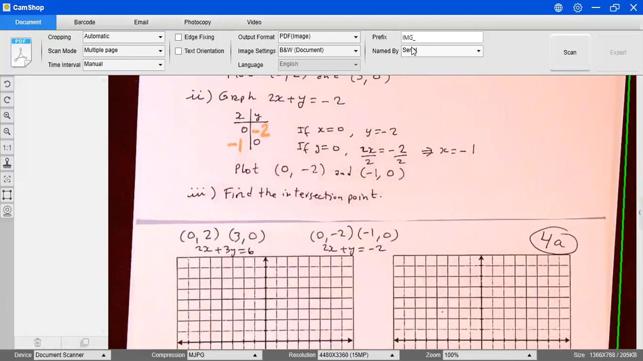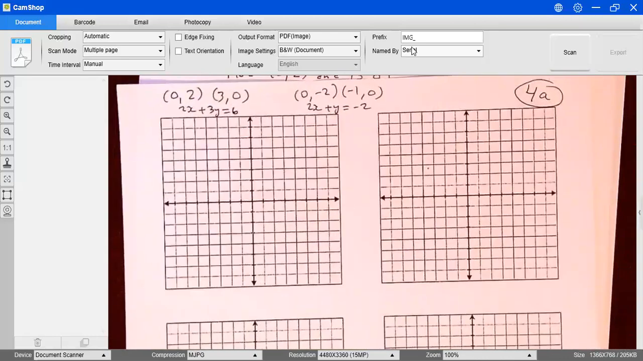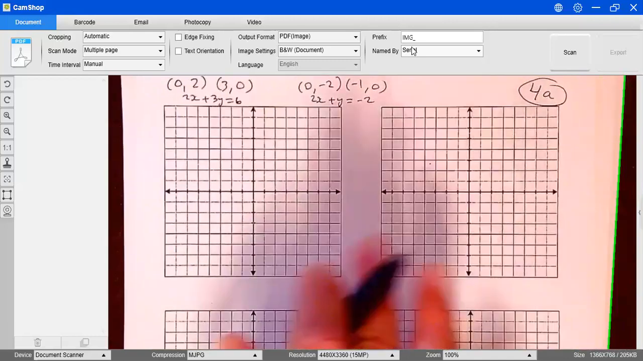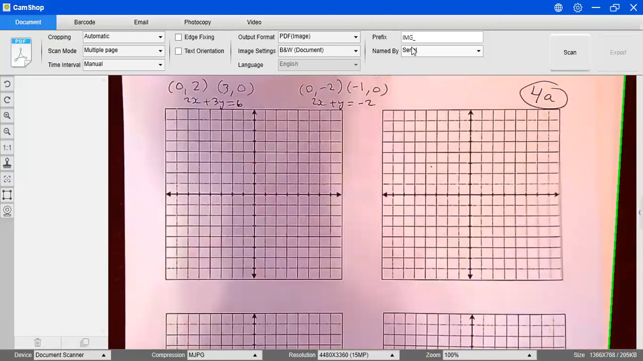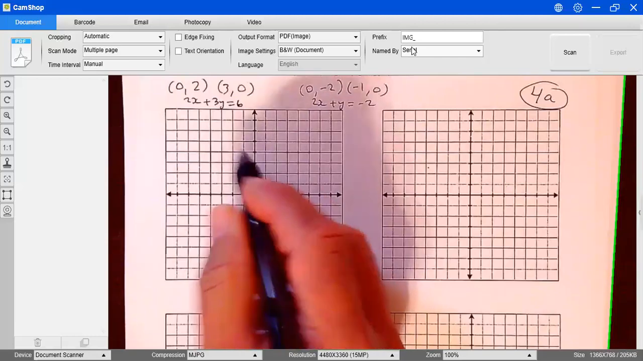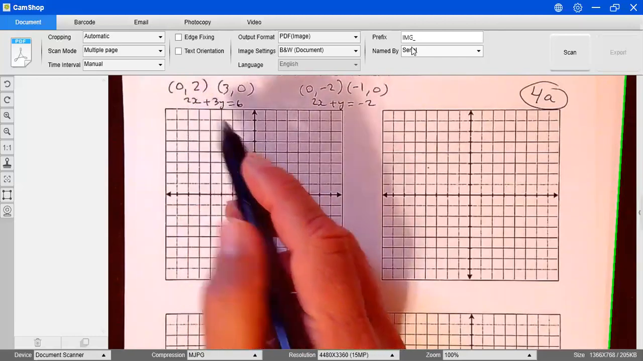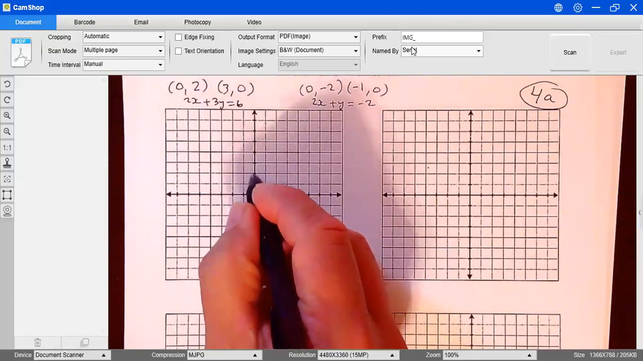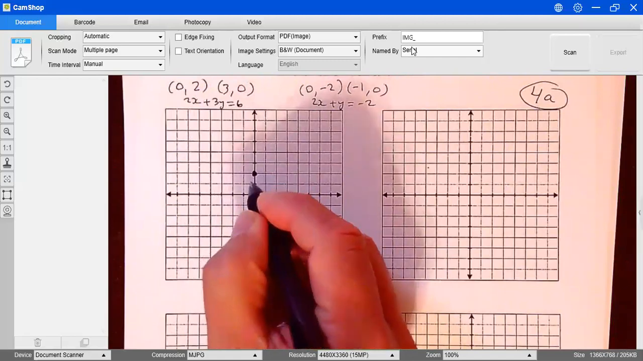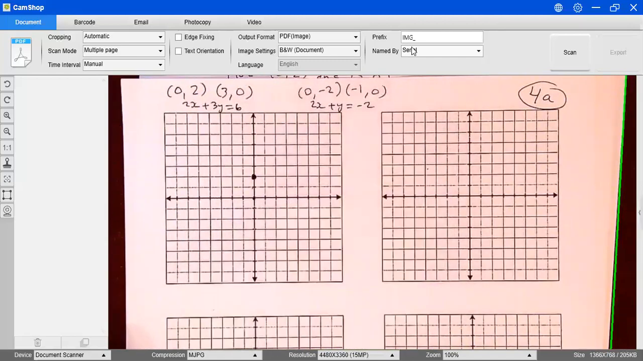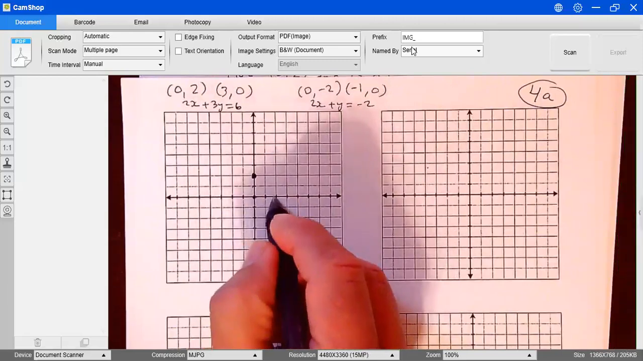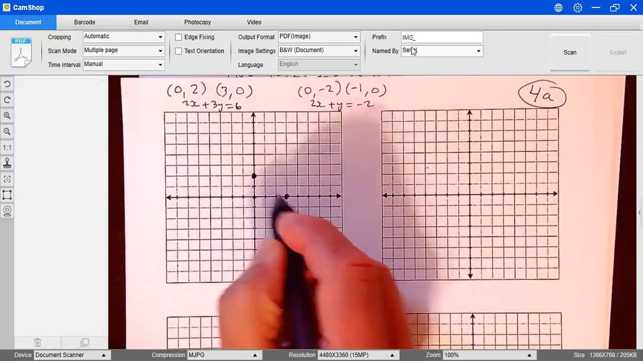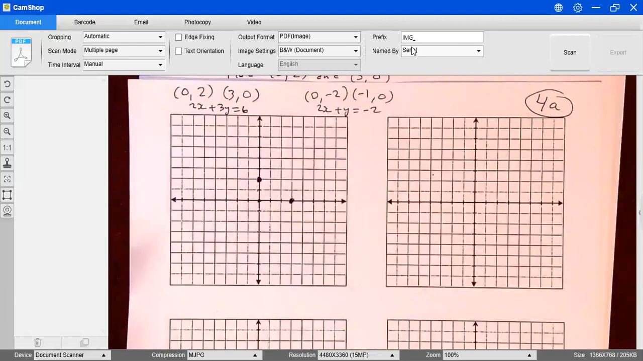So let's put these points on the graph now. We have the origin here. In the first case, 0, 2: 0 means do not move horizontally, so only 2 units. So this is the y-intercept. Then we have 3, 0. So 1, 2, 3, and 0. So these are the 2 points for the first line.